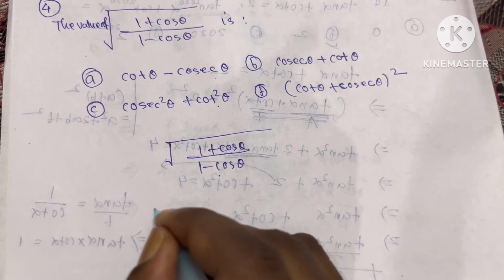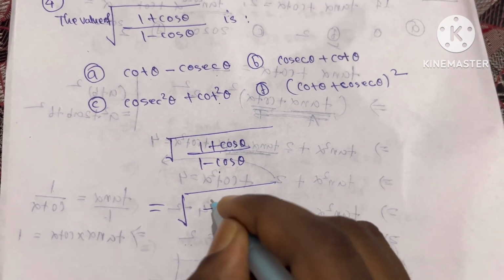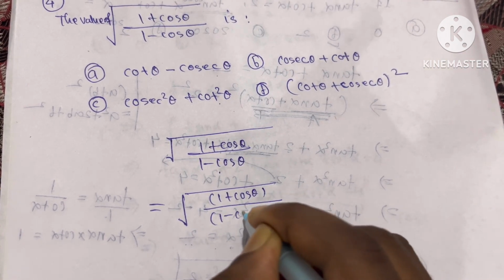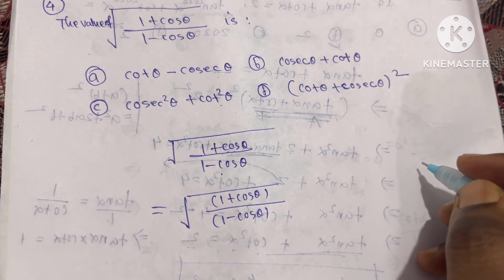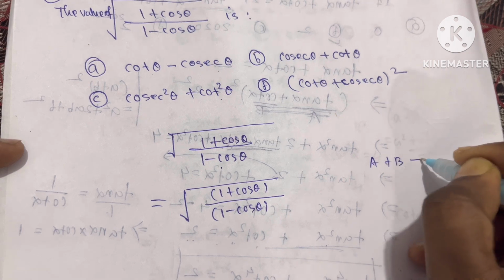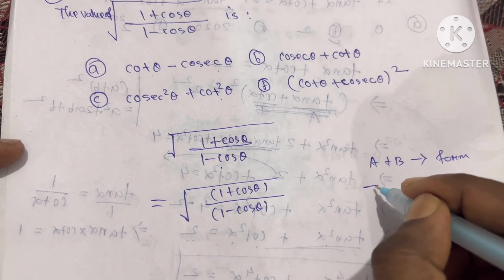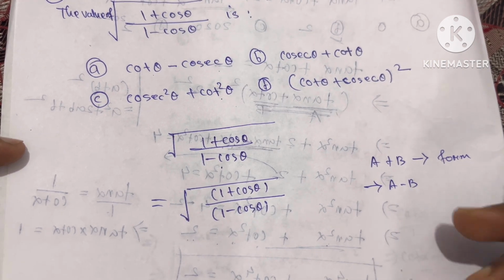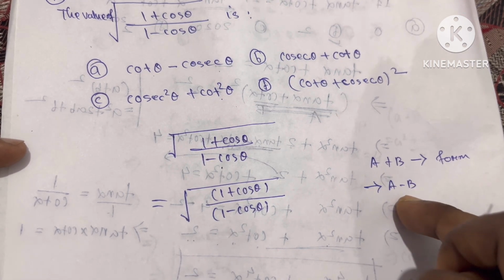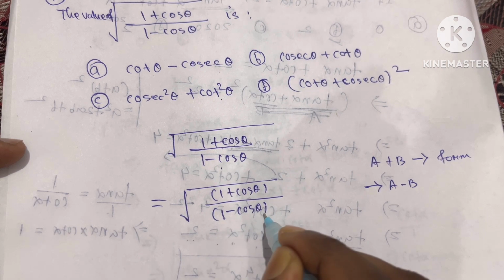For simplifying this type of question, for removing the square root, we have to multiply both numerator and denominator by the conjugate of the denominator. How will we find the conjugate of the denominator? If the denominator is in a plus b form, then the conjugate will be a minus b form, and if it is a minus b, we multiply by a plus b form. Now your denominator is 1 minus cos theta.